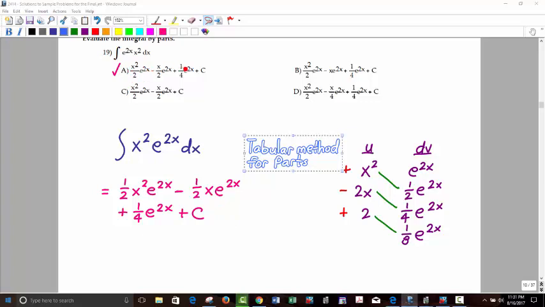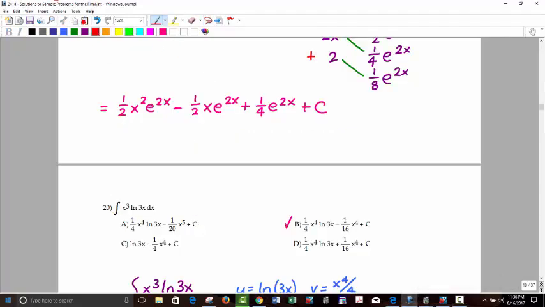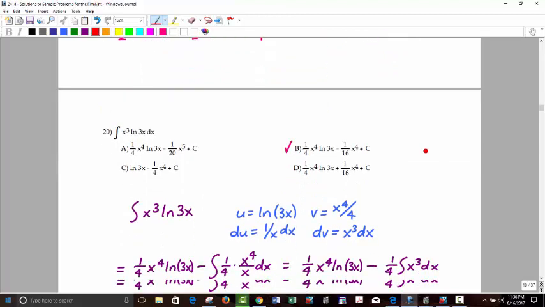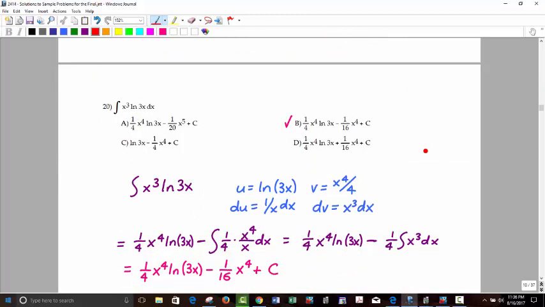Plus for the first term, then minus, then plus. So. All right, so there we have our answer. And let's take a look at this one, number 20. X cubed ln of 3x.